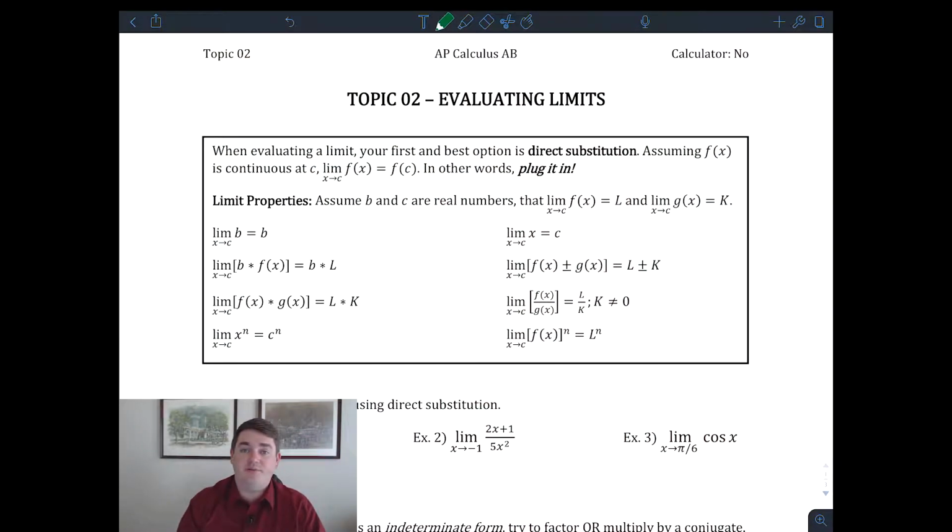Hey, welcome back. In our last video, we talked about how to find a limit using a graph or a table. Today, topic 2, we're going to talk about how to find a limit algebraically.